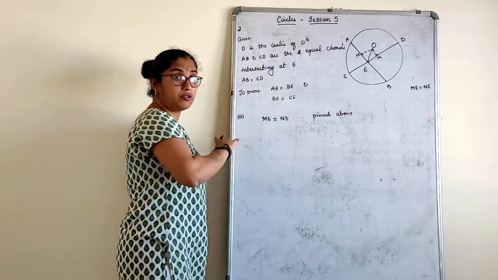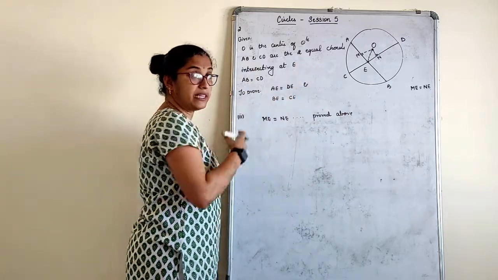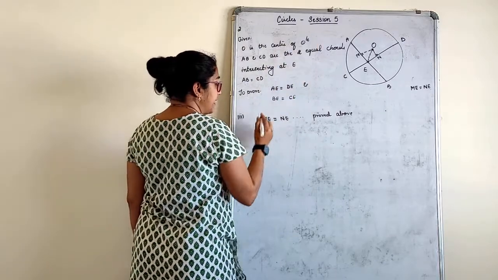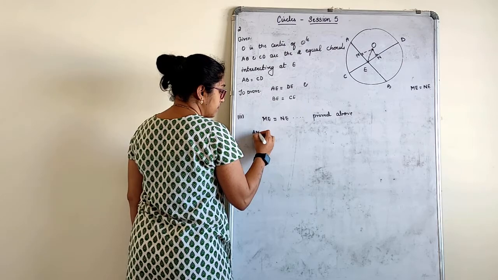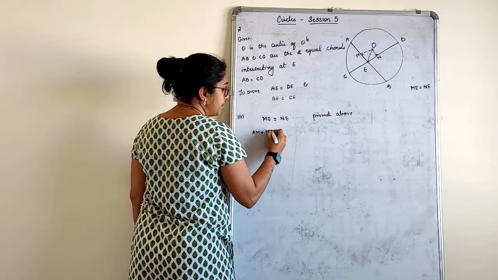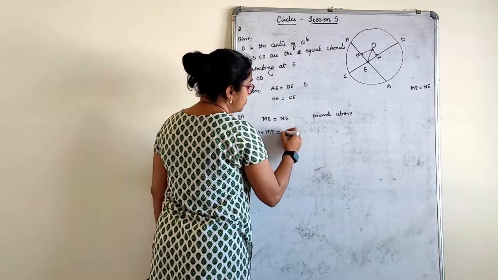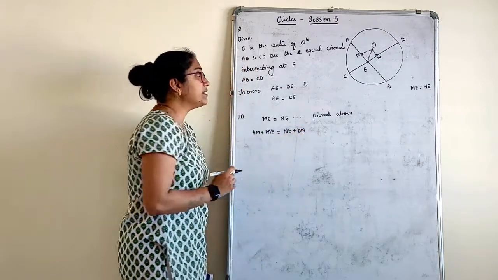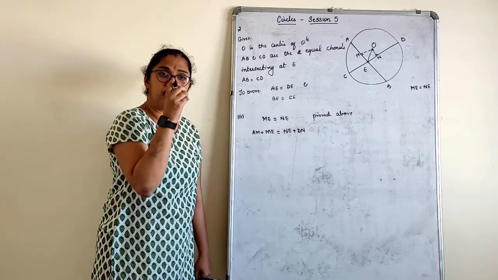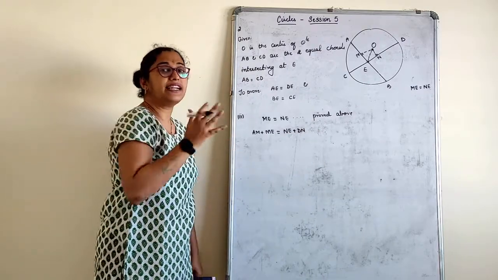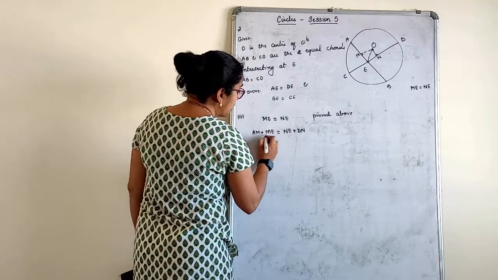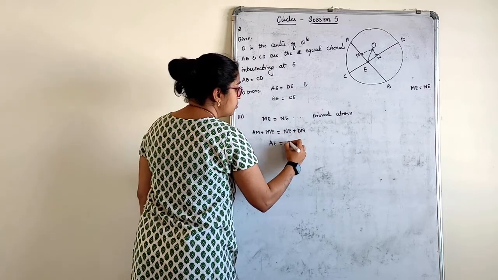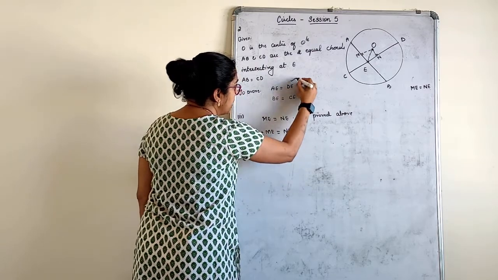Can I add something to this here? Both the sides, whatever is the remaining side, can I add? I just add the remaining sides to both. For ME, I will add AM. AM plus ME is equal to NE plus DN. I don't know whether they are equal or they are part of it, but whatever is the remaining sides, I am just adding sides to the given sides here. What is AM plus ME? AE is equal to DE. One part is proved.